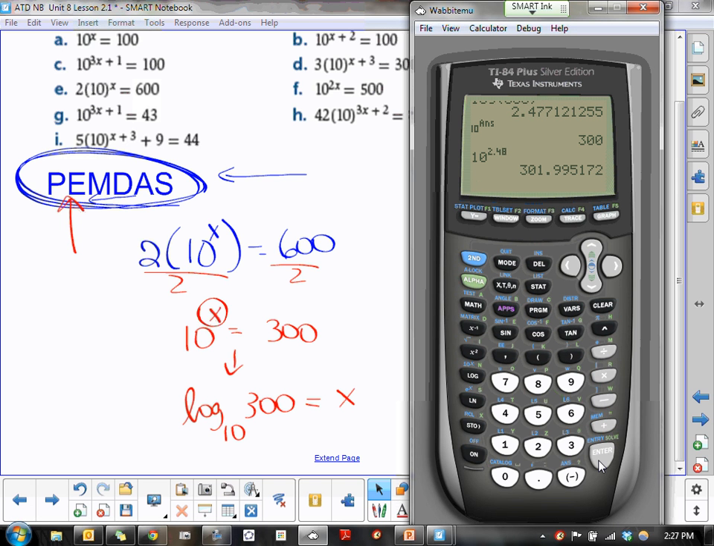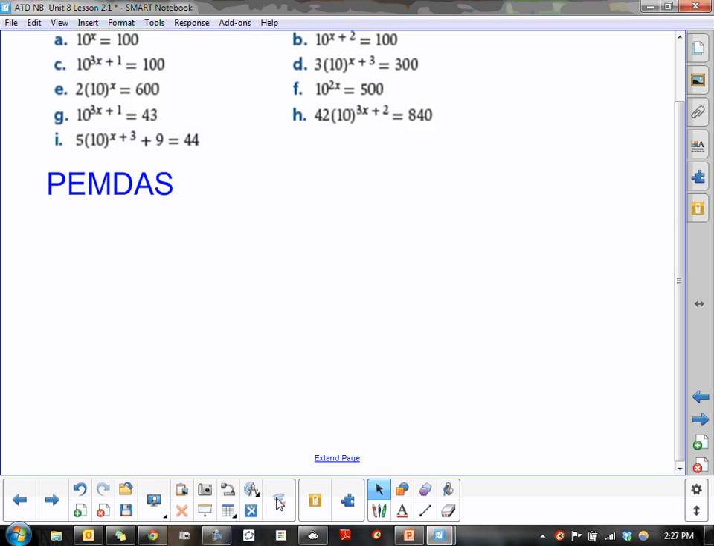Logarithms are here to help us find exponents. We won't get nice, neat, short answers. We're going to have to round them. But it's a log base 10. So let's try another one.